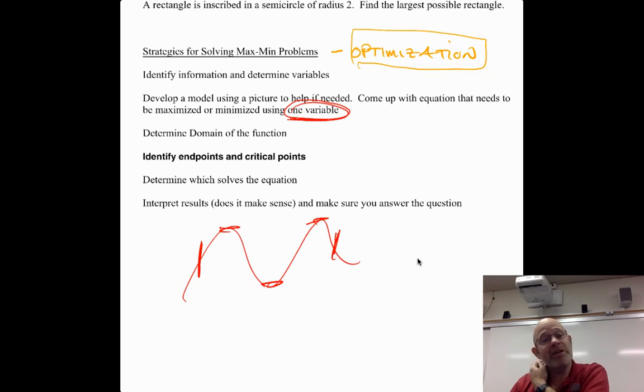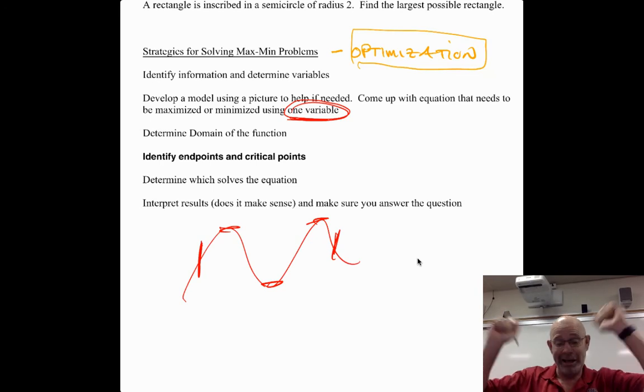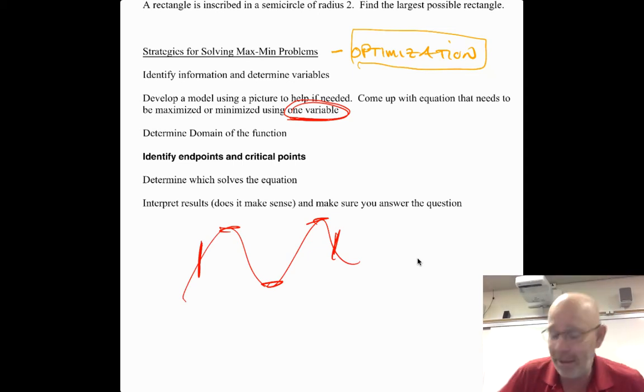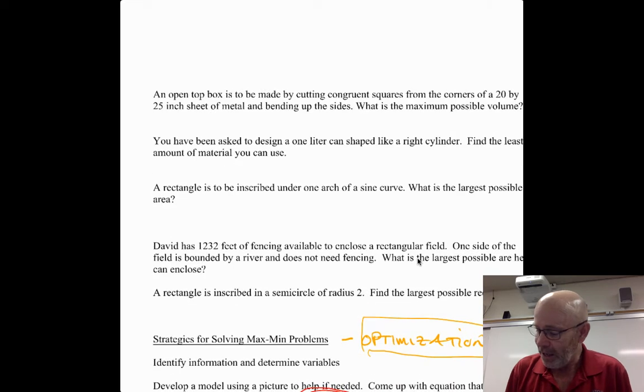Make sure you interpret your results at the end. And answer the question. Seems silly. Make sure you answer the question, but sometimes you get x equals and you're like, hey, I'm done. I'm all excited. But that wasn't the question. The question was find the area or something like that. So I'm just going to do some examples. And here we go. I'm going to bounce around a little bit.